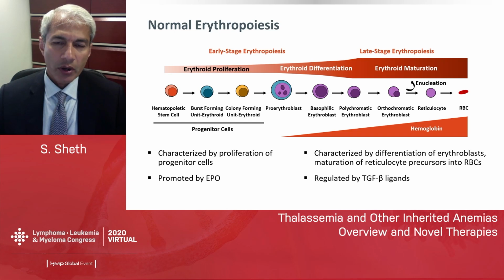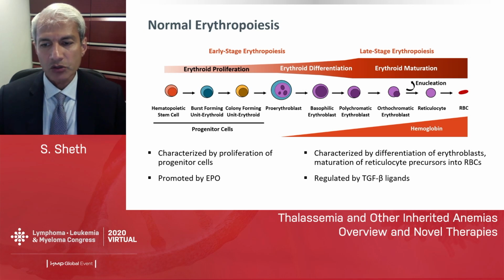So this is just a very quick overview of normal erythropoiesis. You can see that there are two main stages: early stage, which is mostly erythroid proliferation, characterized by the proliferation of progenitor cells promoted by erythropoietin, and late stage erythropoiesis, which includes differentiation and maturation, where you have differentiation of the erythroblasts, maturation to reticulocytes, and then into red blood cells.